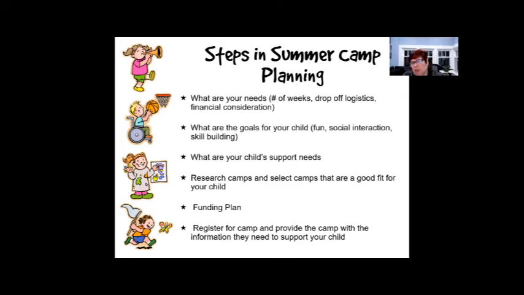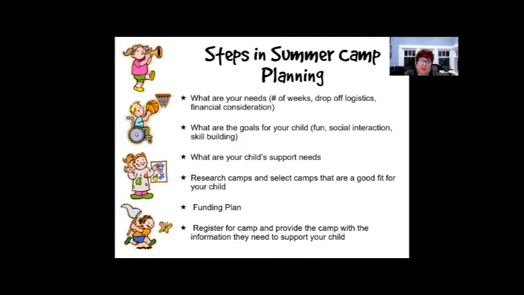The next thing you want to look at is what are the goals for your child. So some people, even though they may not need camp because they're working, want their child to have social interaction, fun, skill building. So kind of think of what do you hope that your child gets in summer camp? The next thing you really want to consider is what are your child's support needs. Some kids can integrate into a camp no problem. Some need lower camper to staff ratio, and some need one-to-one support. So you need to think about what are your child's support needs.